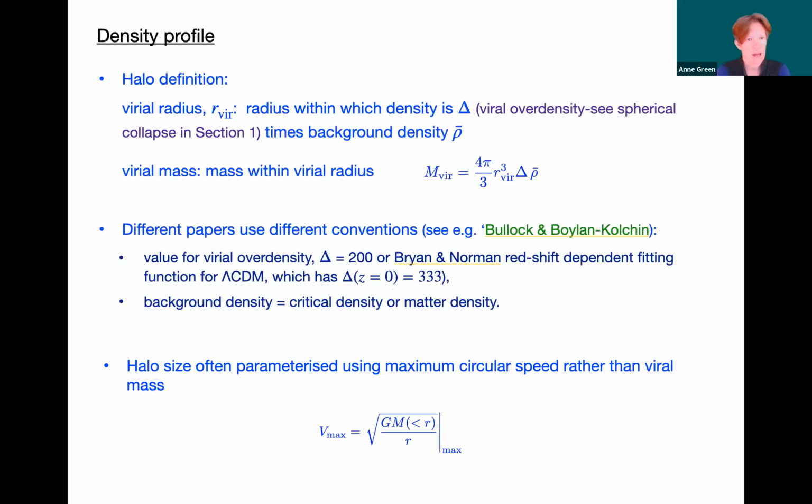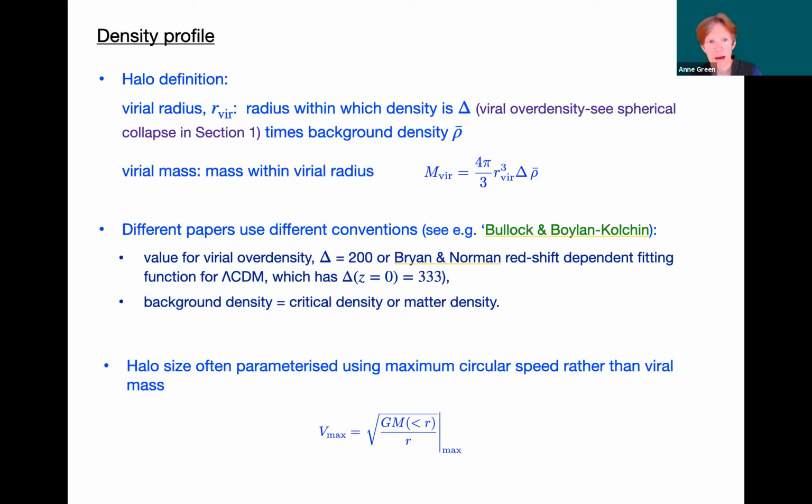Okay, so let's come on next to density profiles. That's how the density varies as a function of radius within a halo. This first slide is just some technical things before we go on to look at the results. Before you can decide how the density is varying, you have to define where your halo is and where you think the edge is.